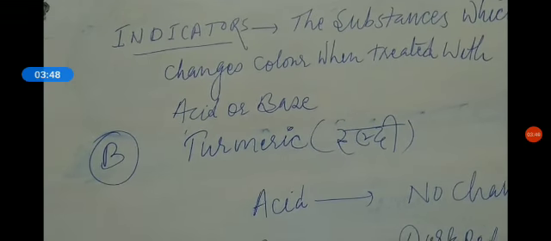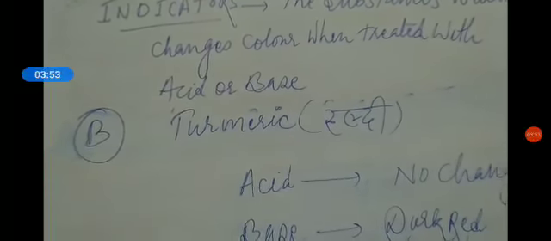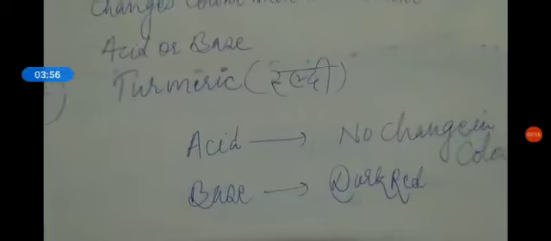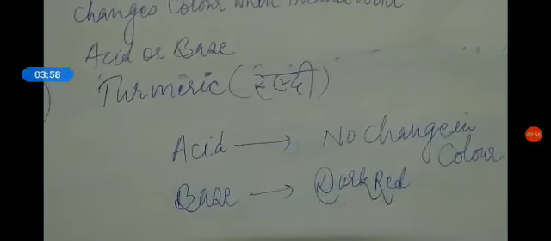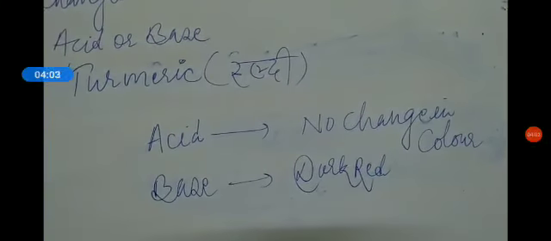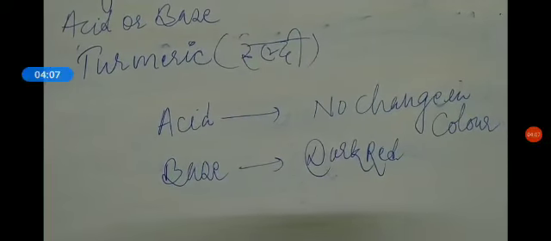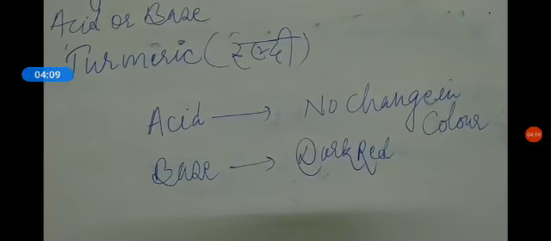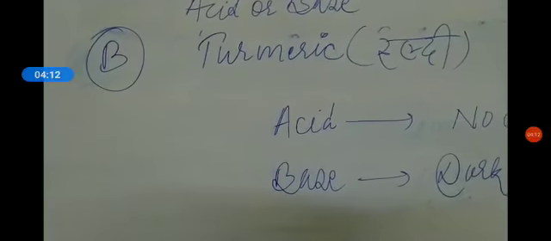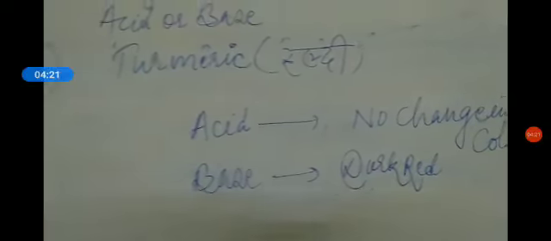The indicator is turmeric, haldi, which is easily available in our kitchen. If you treat acid with turmeric, there will be no change in color of turmeric. But if you treat base with turmeric, the color of turmeric will change to dark red. For acid, you can take lemon juice. For base, you can take soap solution. So this activity can be done at home easily.